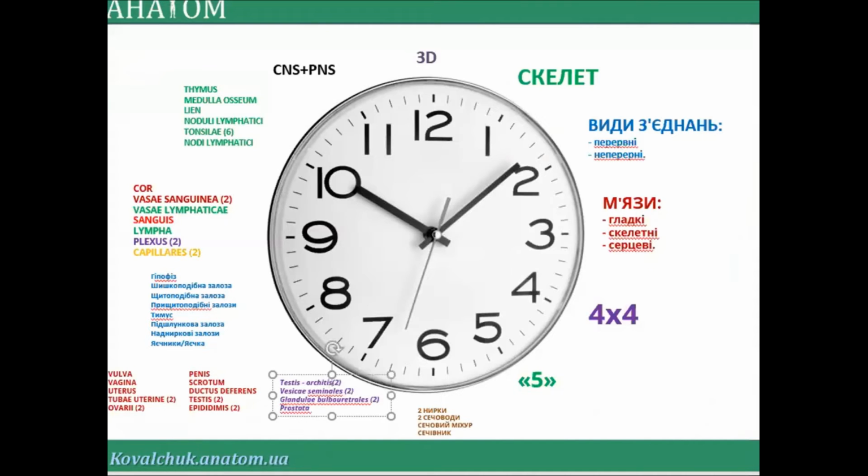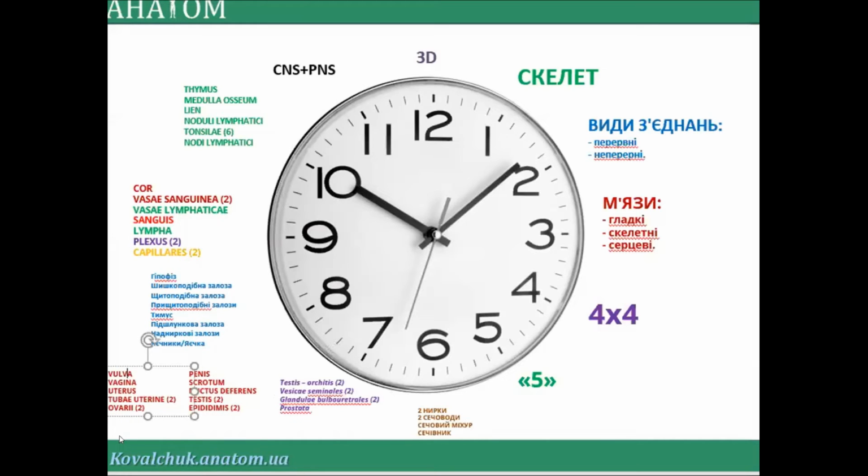Orchitis, inflammation of the testes, and vesica seminalis, glandular bulbourethrales, and prostata. It's only 7 glands. Next one, 7 organs. Penis, scrotum, ductus deferens, paired organ, and testis and epididymis. It's organs of the genital male system.